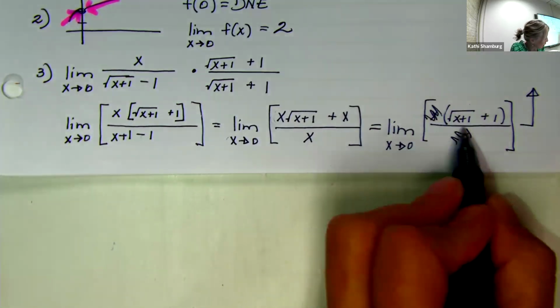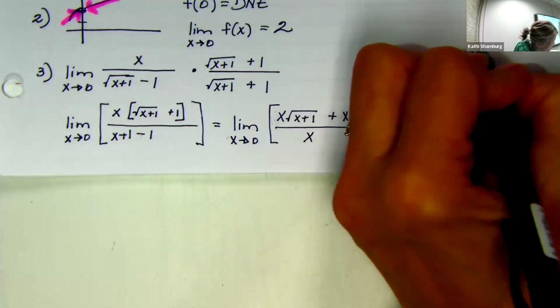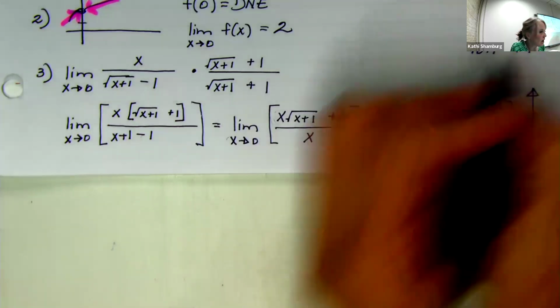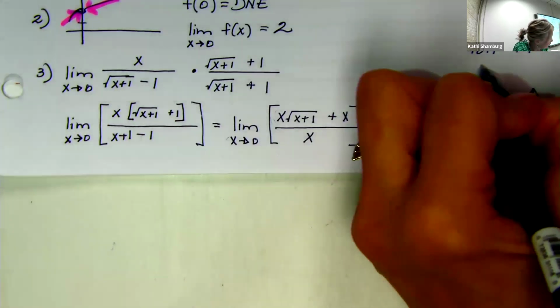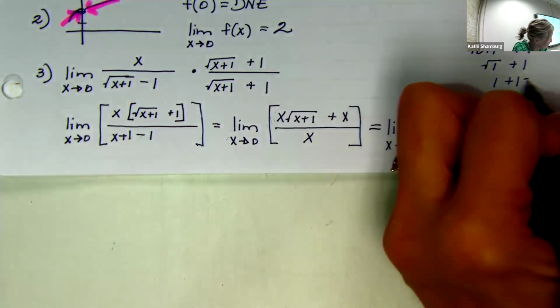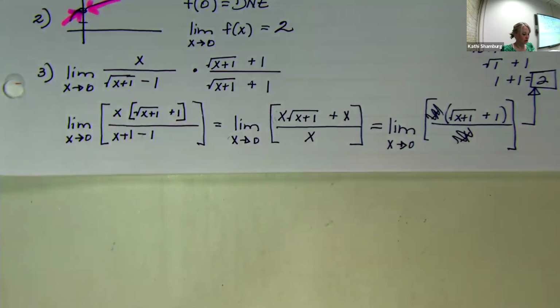So now I can direct substitute. So I'm going to put that 0 in place here. 0 plus 1 plus 1. That's the square root of 1 plus 1, which is 1 plus 1, which is 2. All of that work to get to the 2 that we already knew was the answer.